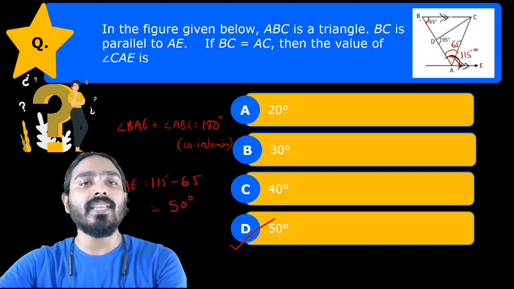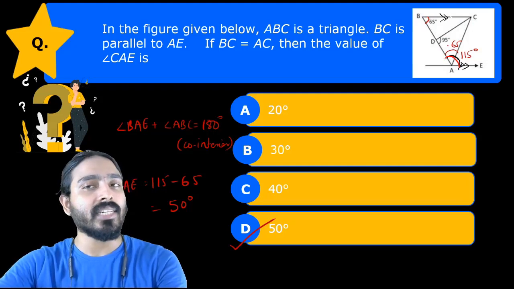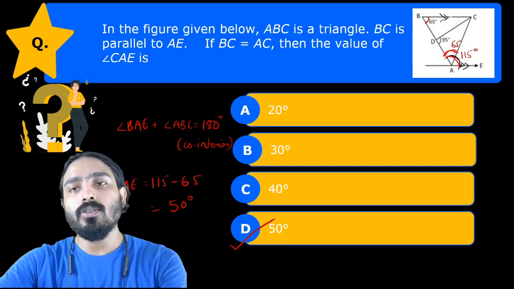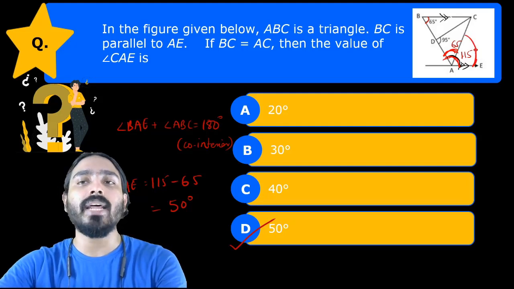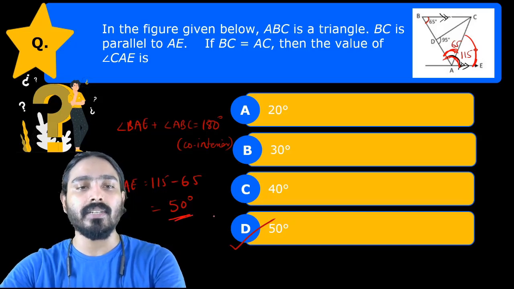It is also given that BC is equal to AC. So angle CBA will be equal to angle CAB, because angles opposite to equal sides are equal. So this is 65, this is 115, this is 65. Now you can find this angle by subtracting 65 from 115, that will be equal to 50 degrees. So yes, D will be the answer.